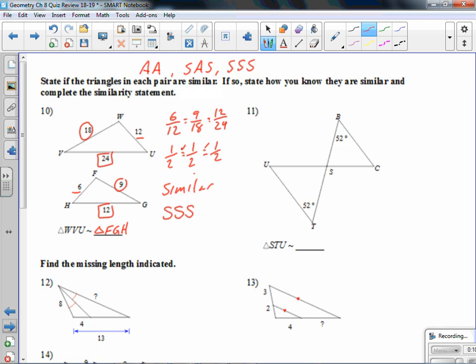Alright, so then number 11, if we look, we got an angle given here, an angle given here. Those happen to be the same angles, so we know that those are congruent. And then we have no side lengths given to us. So the only possibility here is going to be angle, angle, because we don't have any sides to make side, angle, side, or side, side, side. So the other thing we can recognize is that there's an intersection here in the middle at point S, which means that on each side of that intersection we have a set of vertical angles, and the vertical angles should be congruent. And so that gives us two angles that are congruent. So these triangles are similar by angle, angle, and triangle STU is similar to triangle SBC.